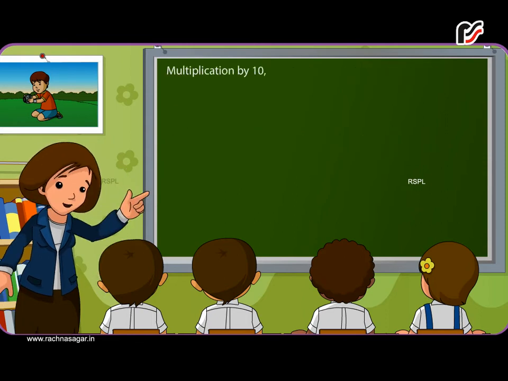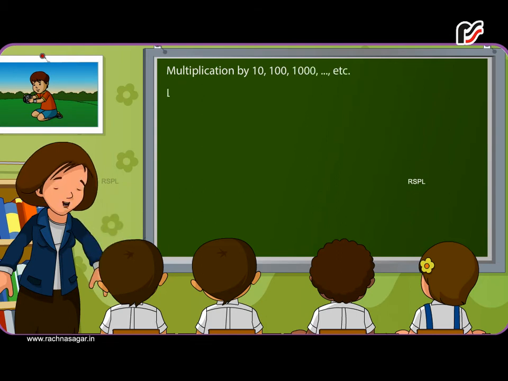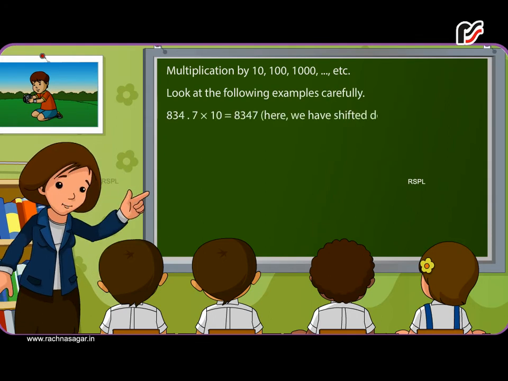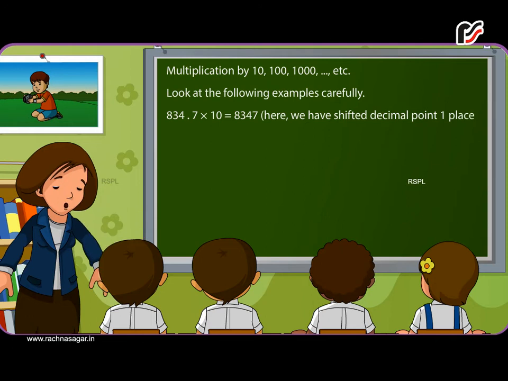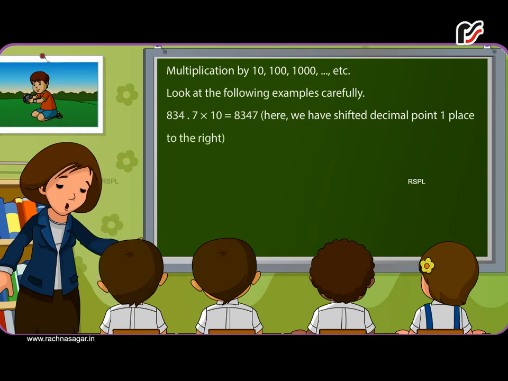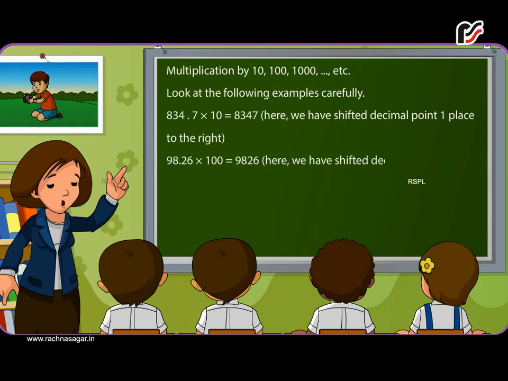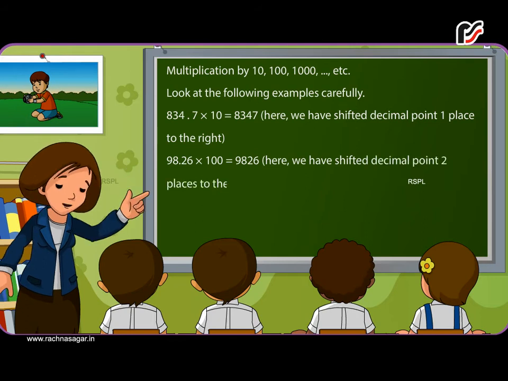Multiplication by 10, 100, 1000, etc. Look at the following examples carefully. 834.7 multiplied by 10 is equal to 8347. Here we have shifted decimal point 1 place to the right. 98.26 multiplied by 100 is equal to 9826. Here we have shifted decimal point 2 places to the right.